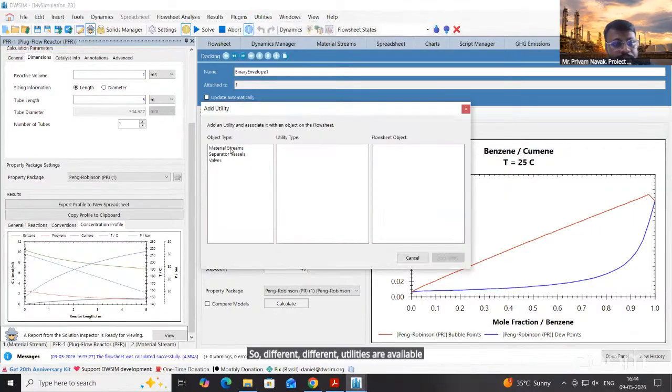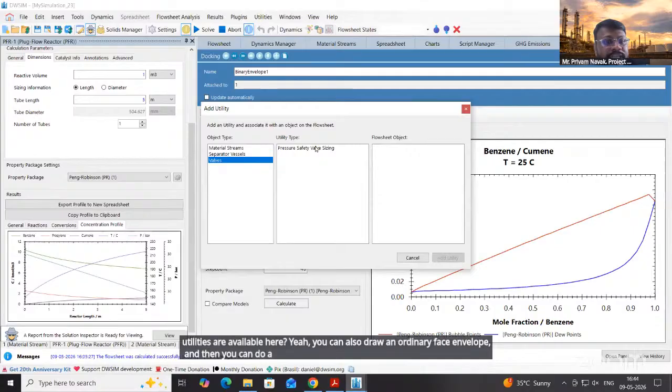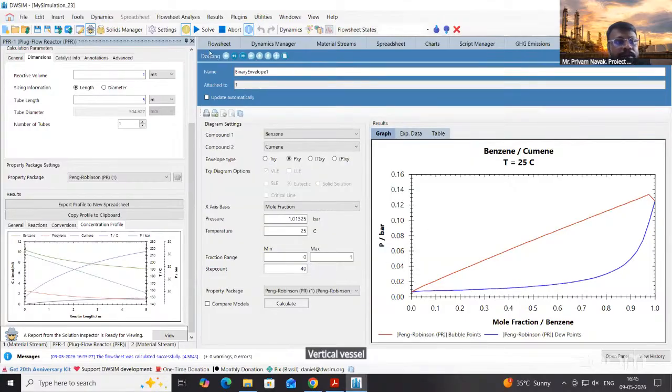What other utilities are available here? You can also draw a ternary phase envelope, and then you can do valve sizing, PSV sizing, pressure safety valve sizing. You can do a vertical vessel sizing. So all those facilities are also available in DWSIM.